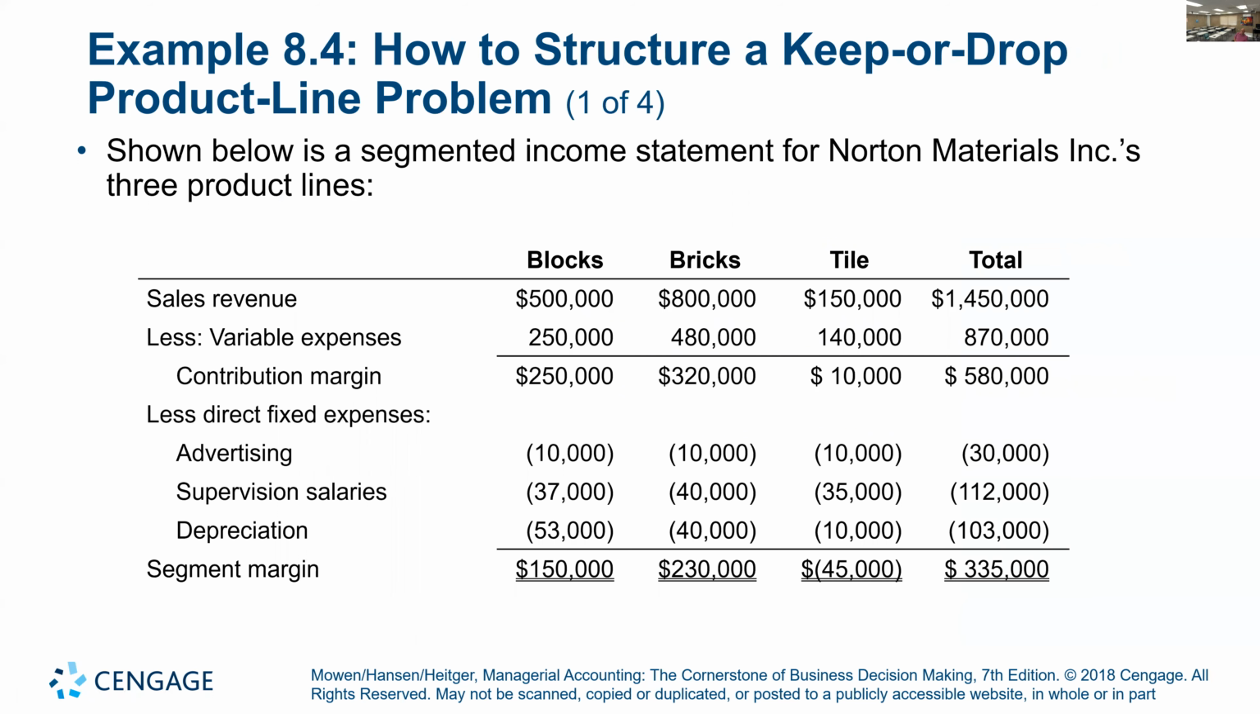So here it is in our example. We have a segmented income statement. Most of your examples, you're not going to have to create one. They're going to be given to you here. And as you can see, the tile is losing $45,000.